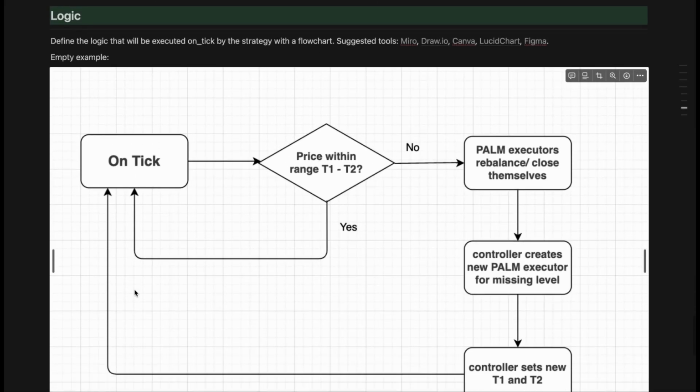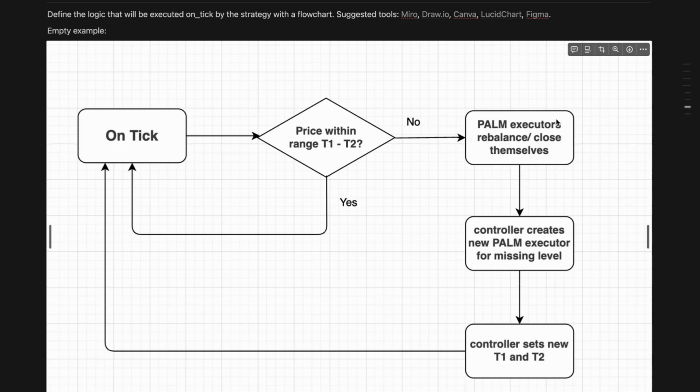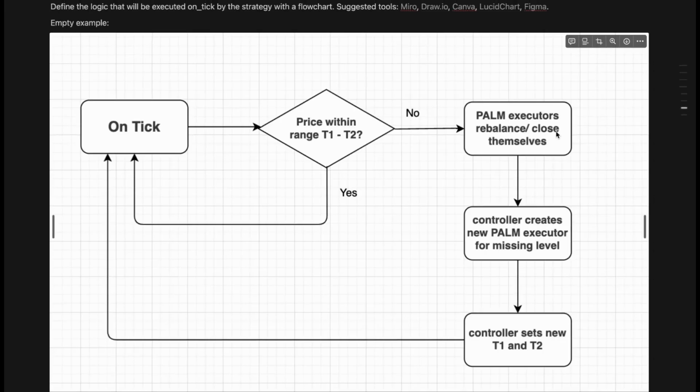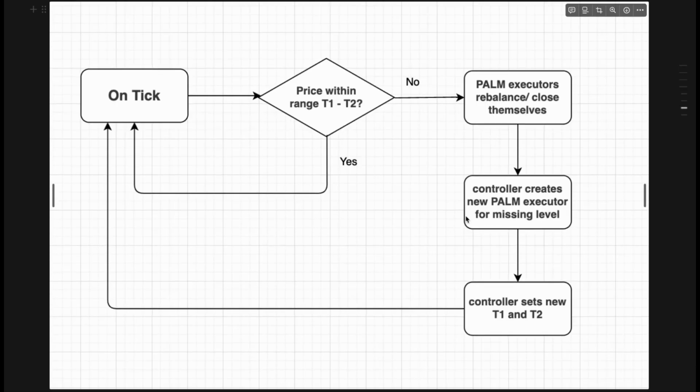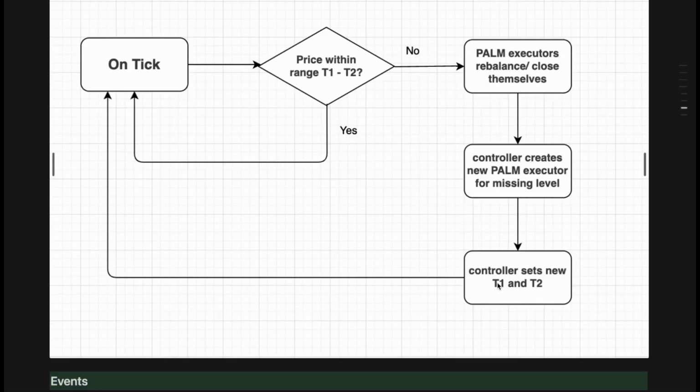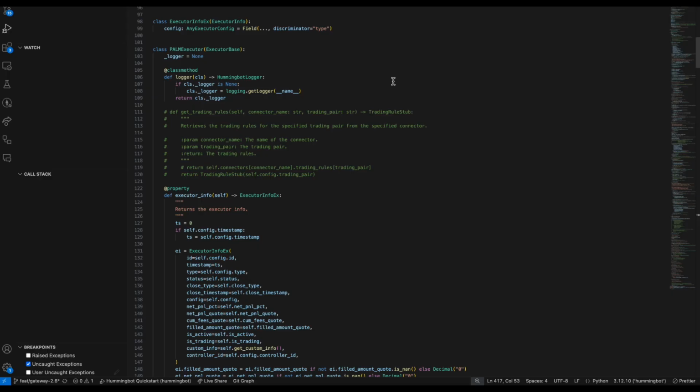So this is how the tick logic works. On each tick, we check if the current price is within the T1 or T2 thresholds, and if it is, we do nothing. But when it's outside, we have custom executors implemented that rebalance themselves, and when they are outside of the position, they close themselves also. Then the controller will create the missing levels for the executors, and the controller will also set new T1 and T2 prices, and this repeats again.